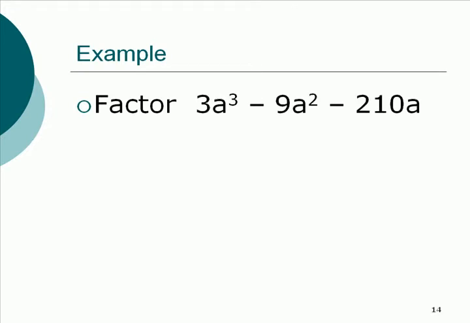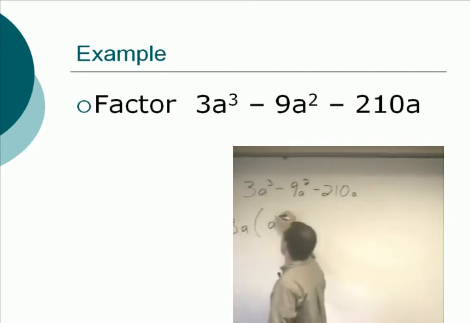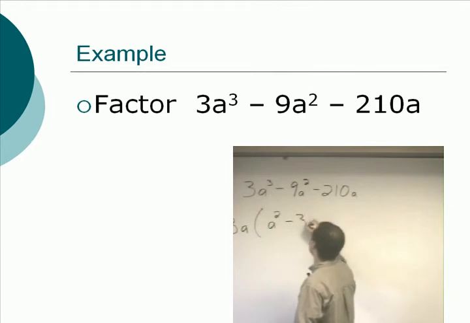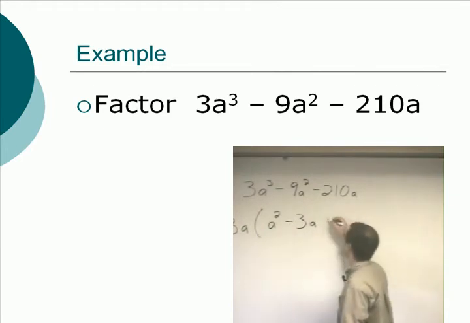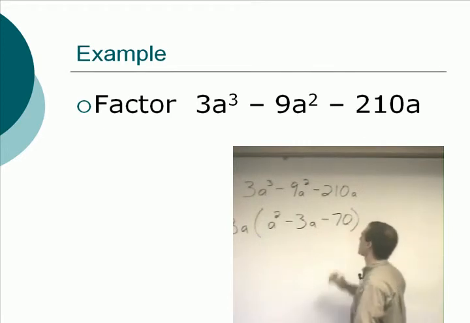Let's factor 3a cubed minus 9a squared minus 210a. Okay, well, the first thing you've got to do is the greatest common factor. We can pull out a 3a, and we're left with a squared minus 3a minus 70.